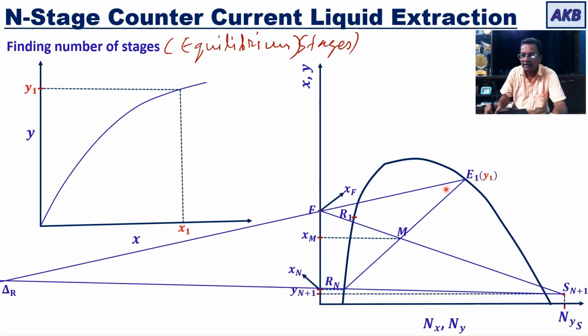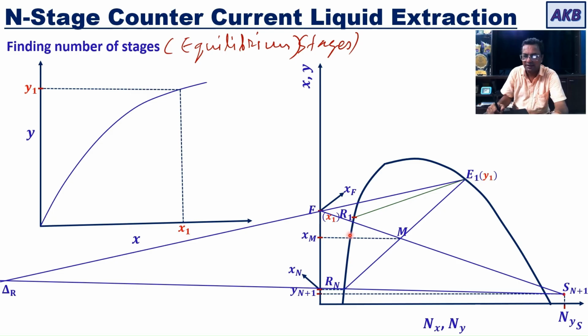Okay? So R1 and E1, they are in equilibrium with each other because R1 is located with the help of x1. E1 is located with the help of y1, and x1 and y1, they are in equilibrium with each other. That means these 2 points are representing concentrations that are in equilibrium with each other. Therefore, these 2 points must be connected by a tie line. So this green line represents a tie line that is connecting R1 and E1. Composition at R1 is x1, composition at E1 is y1, and x1 and y1, they are in equilibrium with each other.